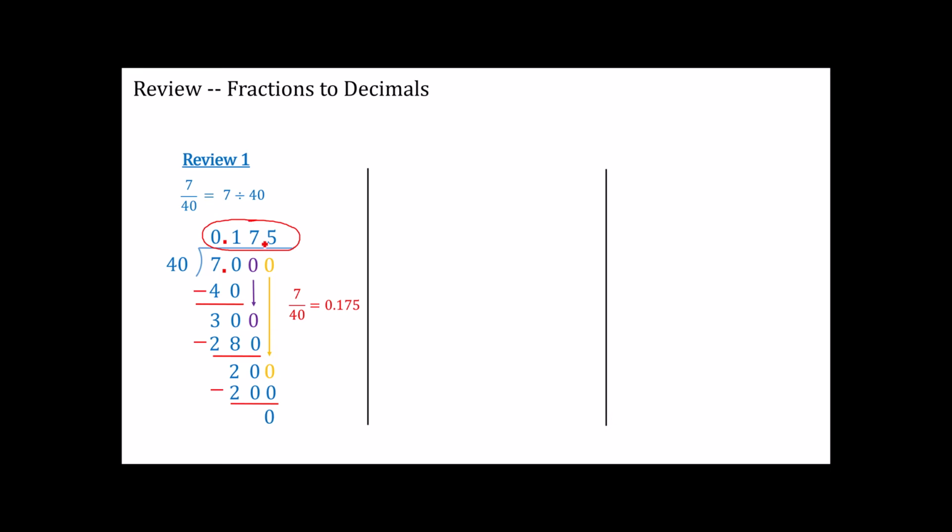0.175 is a decimal that ends. It has a definite ending point. Now, I can convert this decimal back into a fraction if I wanted to. That's actually going to be the focus of our lesson today, but this is what we did the other day, and it's a good chance for us to talk about the relationship between the two.